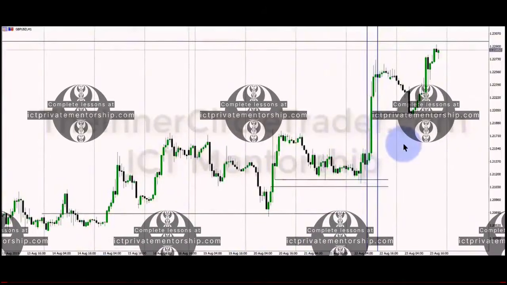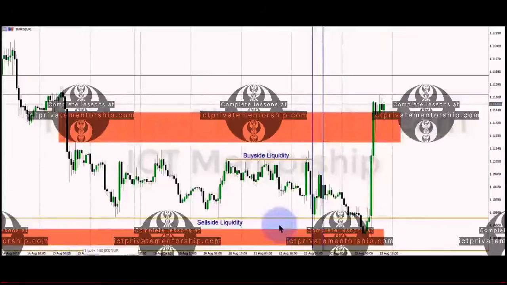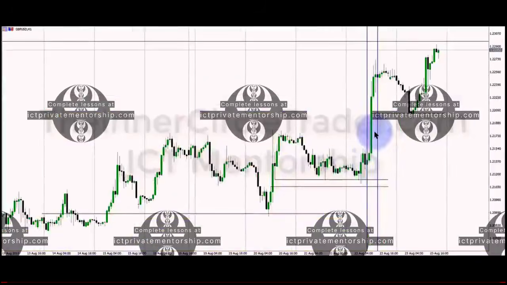So between those two currencies, we have euro consolidating, cable tearing off into new highs, running above equal highs here and running into buy side liquidity. This is going to create that catalyst that causes euro pound to decline or drop. So that's what that looks like and how you find it in the charts.